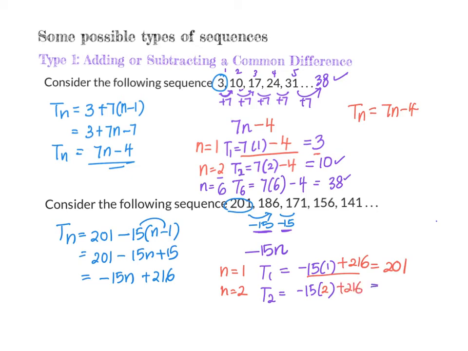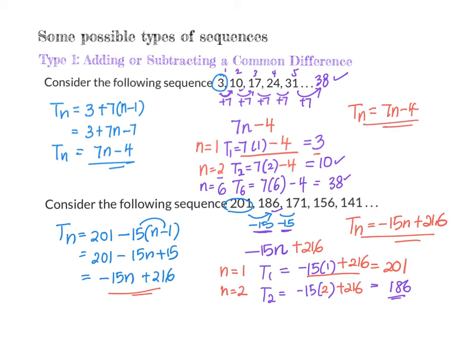Let's calculate this. What do I get? Negative 15 times 2 plus 216. It gives me 186, and this is true. So therefore, if I do it by this method, Tn will be negative 15n plus 216. So Tn is equal to negative 15n plus 216, and the answers are the same as each other.